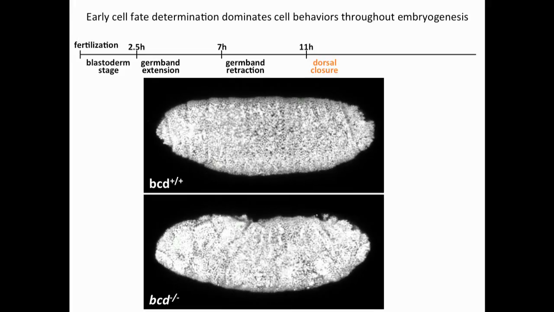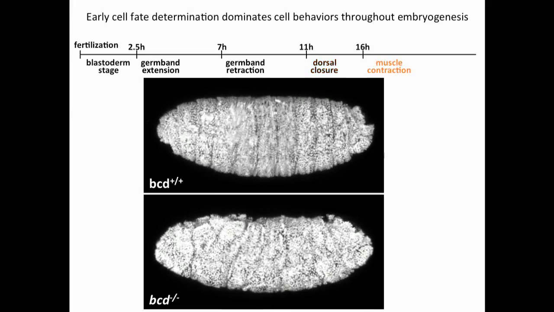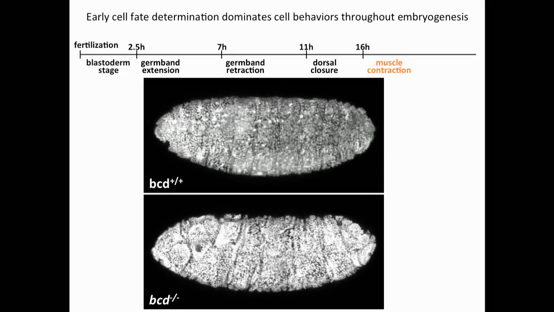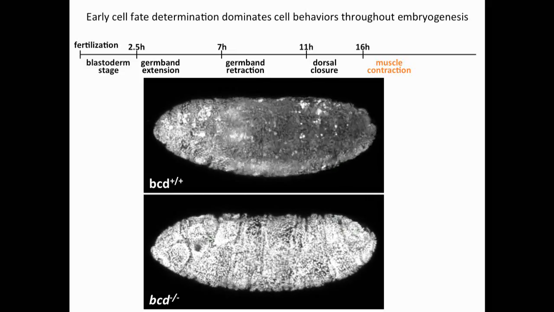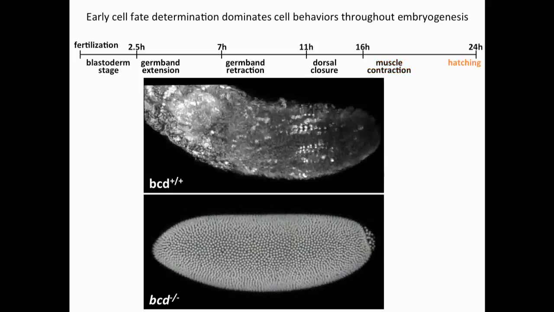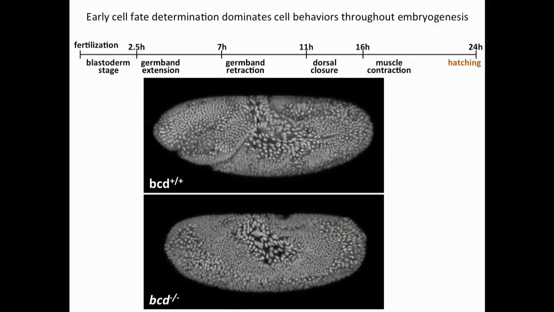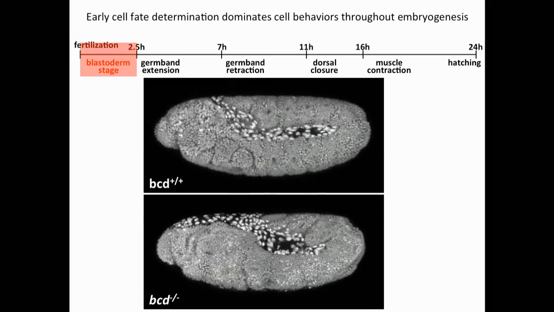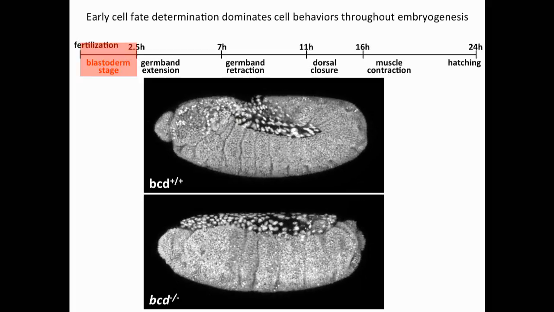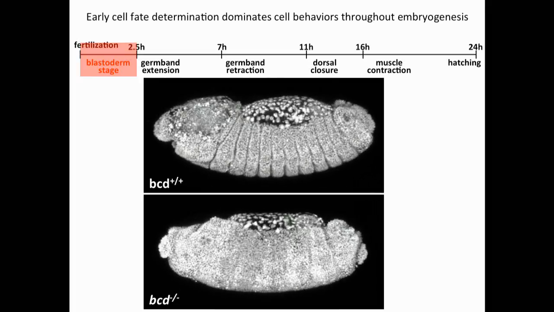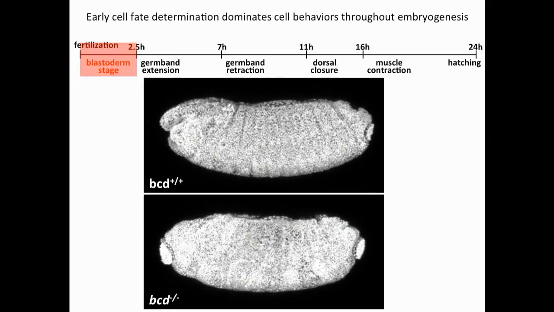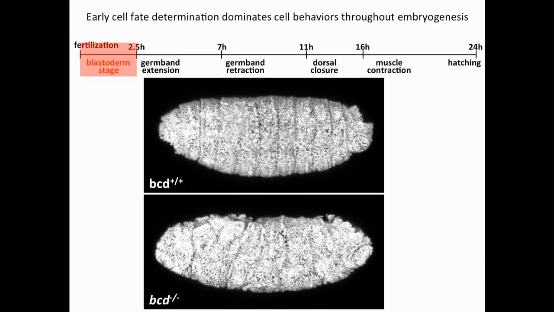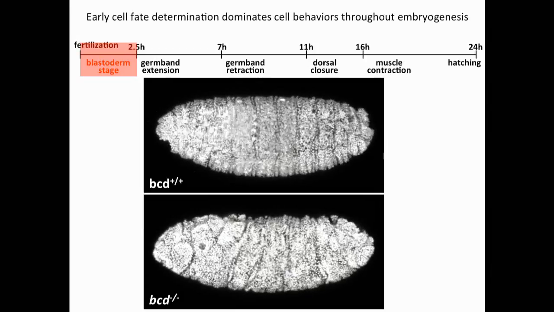In reality, we know that what they do throughout this long period of time is pretty much predetermined in the first 2.5 hours in development, when the cell fates are laid down by a combination of different morphogen gradients. In comparison, if we take away one of the determinants, bicoid, from the embryo, as we can see in the bottom movie, the anterior cells adopt a posterior cell fate and do what the posterior cells are supposed to do, creating a symmetric embryo.